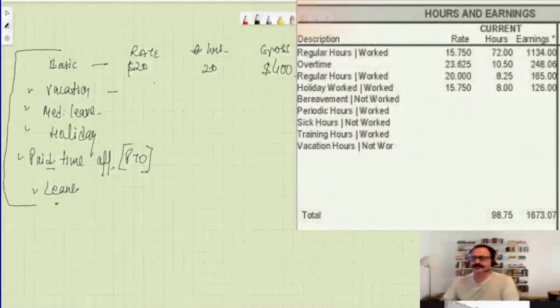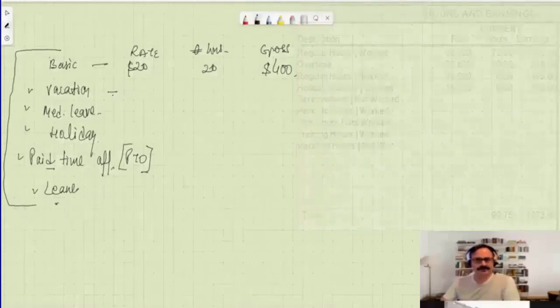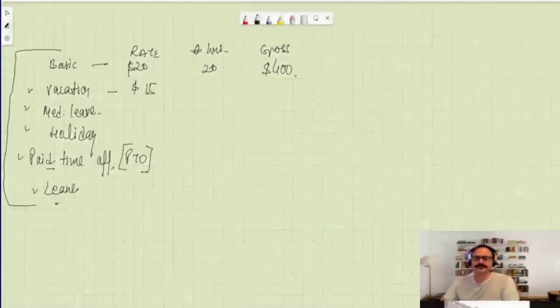So you took vacations and the company has already told you that you will be paid for the vacations, but the rate is not going to be $20. It is going to be $15. If you are on medical leave, you will be paid for sick leave, but your rate is going to be $10. There is a possibility. If it is a holiday, right? Then you will have full payment for that holiday.